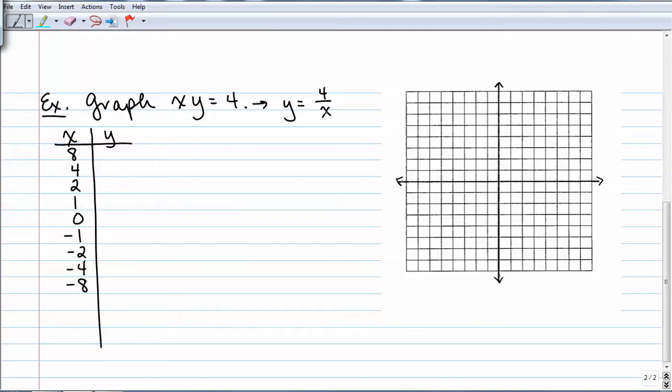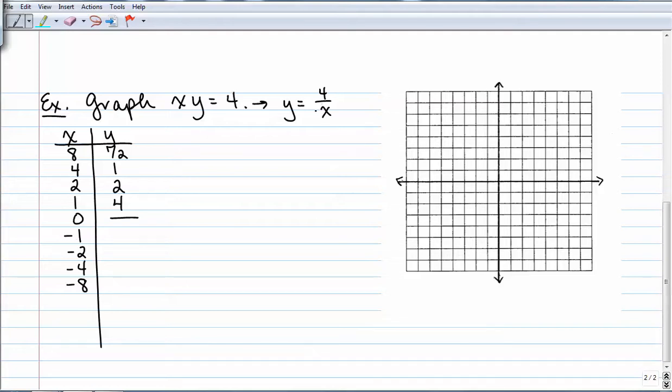So when x is 8, y is 4 over 8, or 1/2. 1/2 is actually not that difficult to graph. When x is 4, 4 over 4 is 1. When x is 2, 4 over 2 is 2. When x is 1, I have 4. When x is 0, I have 4 over 0. Remember, you can't divide by 0, so that's going to be undefined. So we'll see what happens when we get close to 0.